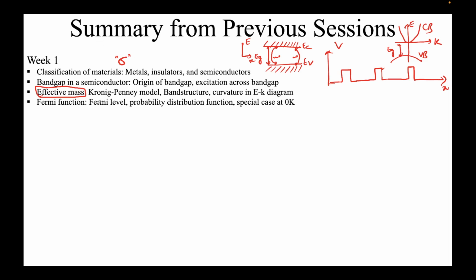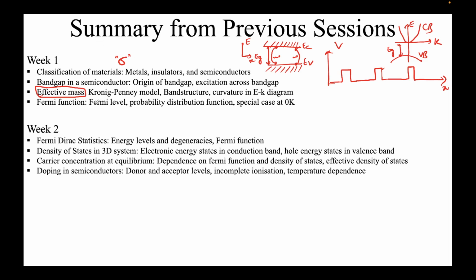Finally, we talked a bit about the Fermi function. There's something called Fermi-Dirac statistics, which is followed by fermions. Fermions are essentially particles with half-integer spin, like plus half, minus half, plus 3 by 2, and so on. We also saw that there are energy levels so closely spaced that they look like a band, and degeneracy essentially means there are multiple states available in the same energy level.